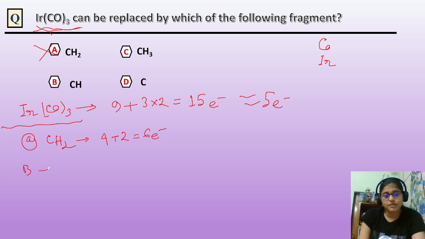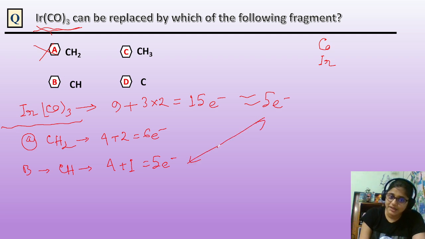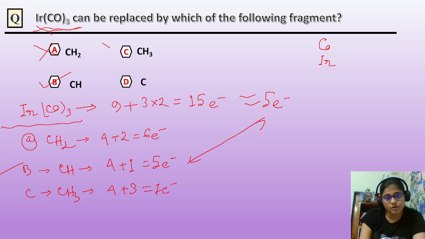Now B. B is CH, 4 plus 1. It is actually 5 electrons. So these two we can compare. It will be isolobal. But let's see the other options also quickly. CH3 means 4 plus 3, it is 7 electrons. It will not be the option. And C is only 4 electrons, but here it is 5, right?